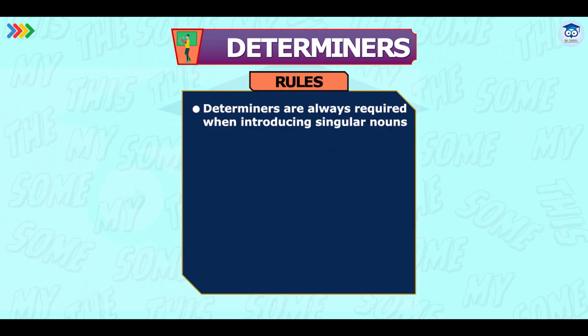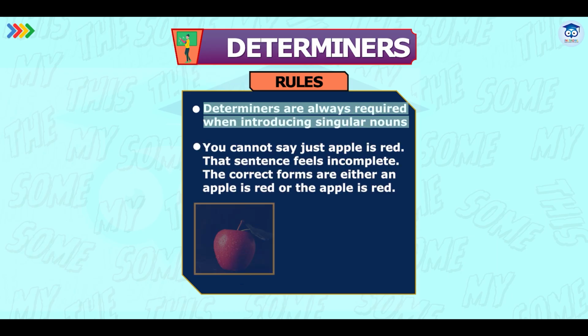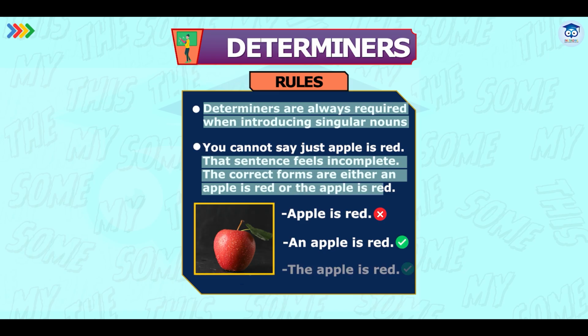Moving on, remember that determiners are always required when introducing singular nouns. You cannot just say apple is red. That sentence feels incomplete. The correct forms are either an apple is red or the apple is red. So whenever we use a singular countable noun, it must be accompanied by a determiner.